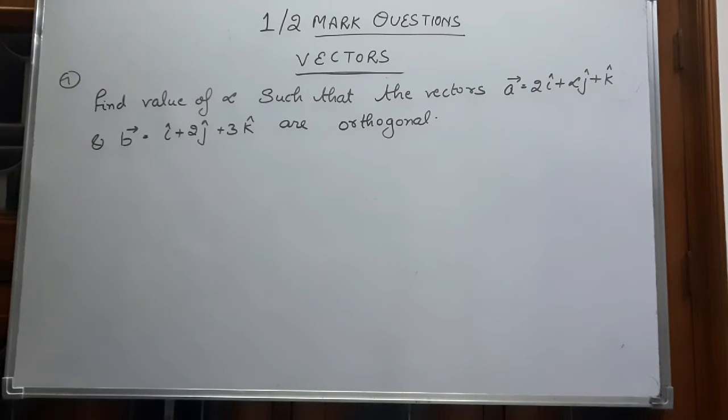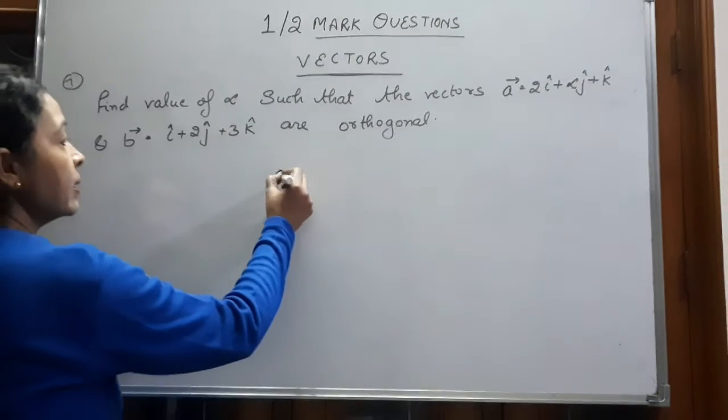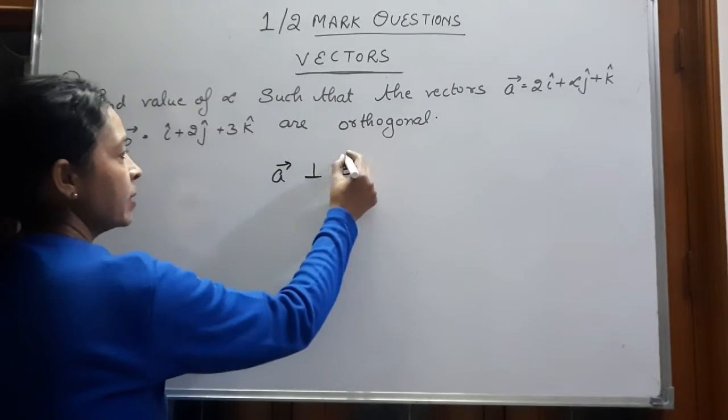Find the value of alpha such that the two given vectors, vector A and vector B, are orthogonal. What is orthogonal? Vector A is perpendicular to vector B.